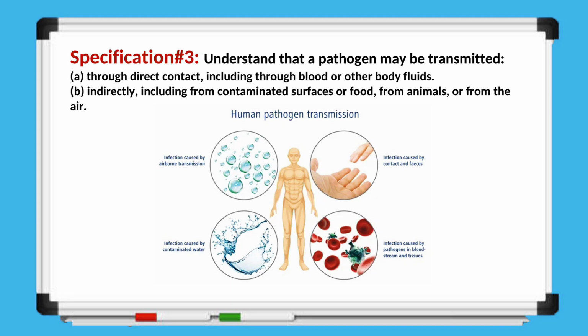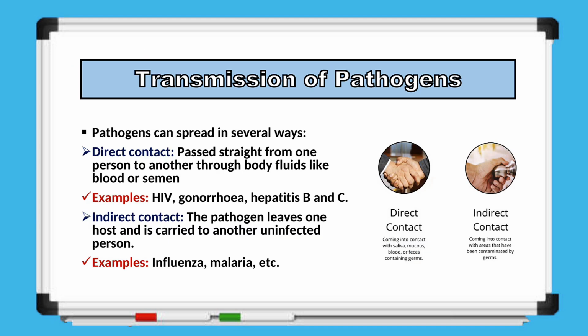This section focuses on human pathogen transmission. It includes infections caused by airborne transmission, infections caused by contaminated water, infections caused by contact and feces, and infections caused by pathogens present in the bloodstream and body tissues. So, let's discuss the transmission of pathogens in detail.